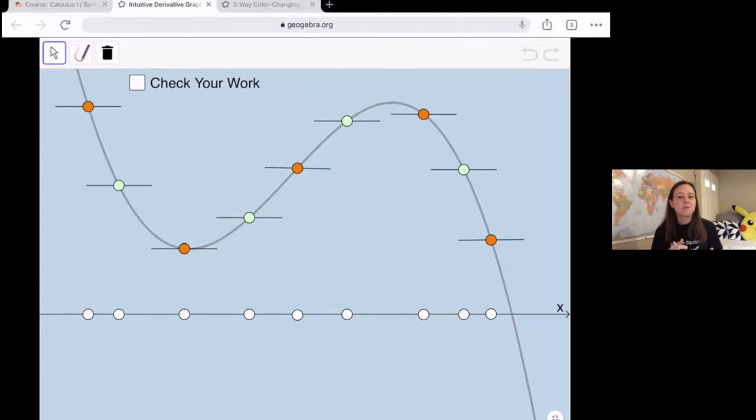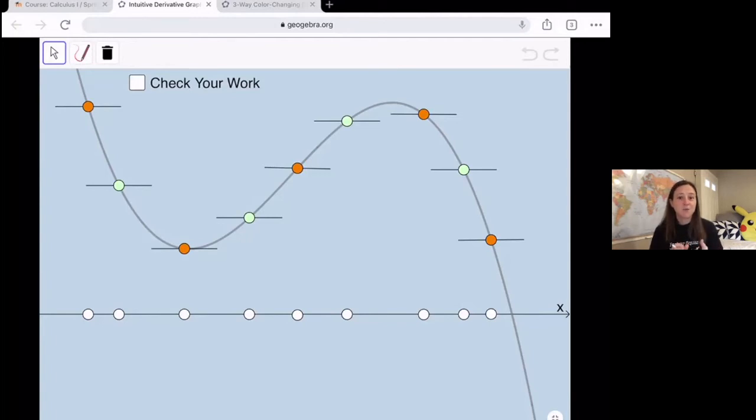So remember what the derivative tells us. It tells us the slope of a tangent line at any given point. So what we're going to do, you can see each one of these orange or green circles has a white circle below it, and the white circles are draggable. So we're going to drag those white circles to a y coordinate that matches the slope of the tangent line. So let me show you what I mean.